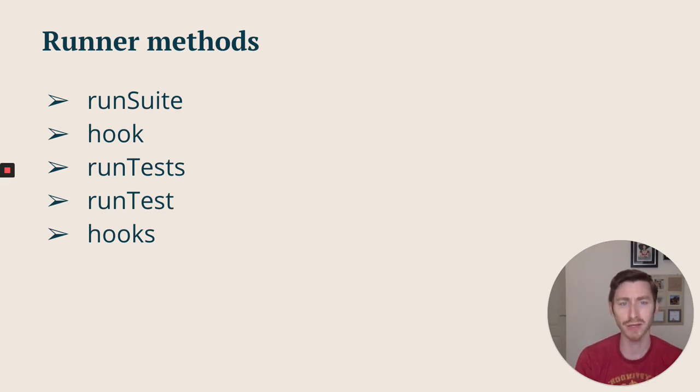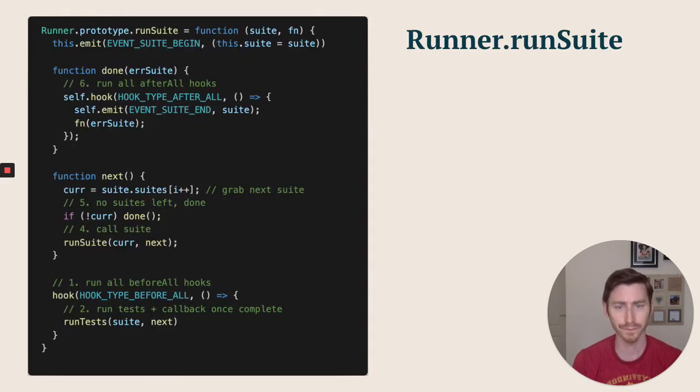And I'll explain each one as we go along. So runner.run suite emits a suite begin event, then triggers the before all hooks with a callback. Let's look at the hook callback for the before all. It's going to trigger run tests, handing it the suite and the next callback.